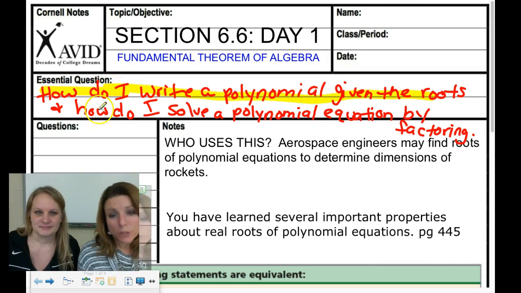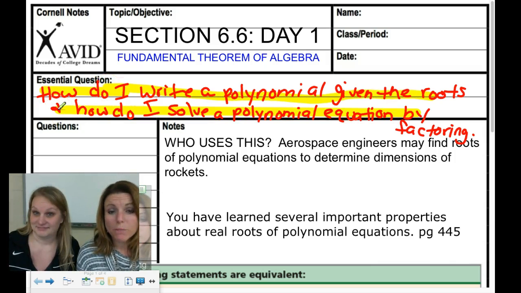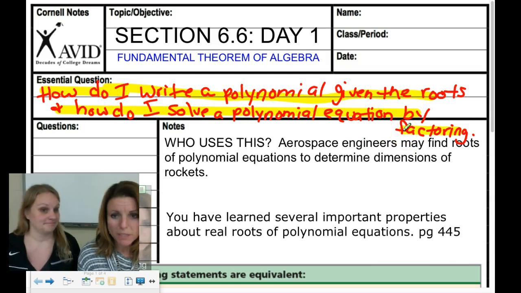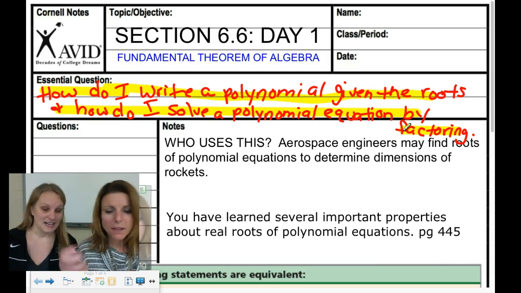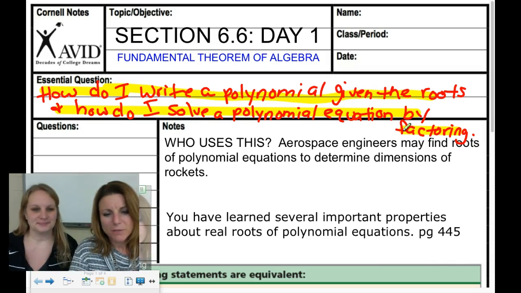So, who uses this? Well, if you're going to be an aerospace engineer, you may find roots of polynomial equations to determine dimensions of rockets. Do you believe that? I believe it. Yeah. I just would never use it myself. No, me neither. Right now, no.